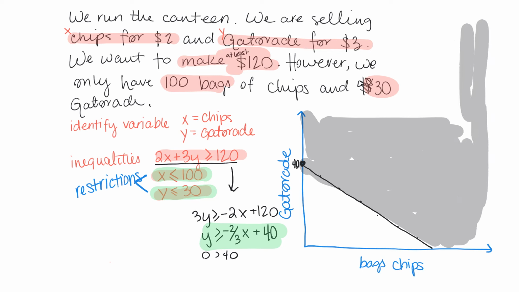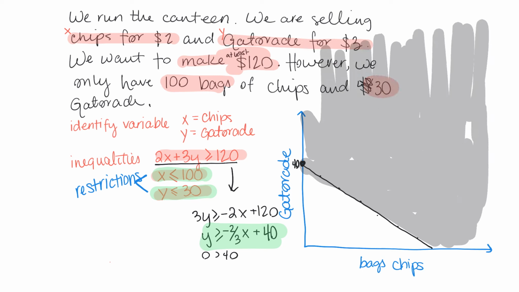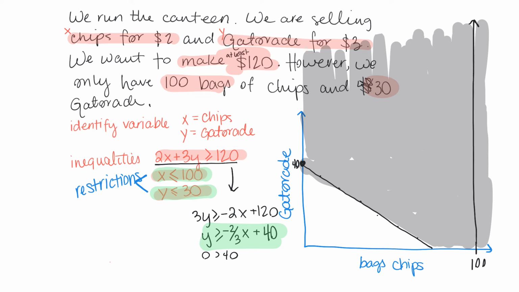See what I mean? This can go on forever, except it can't go on forever because, we said, oh wait, time out. We only have 100 bags of chips. So now I need to come over here and find the 100 for chips and graph up. Okay, well now I need to shade that part. I should have made this a different color. I'm going to make that red. All right, so my bags of chips needs to be less than 100, so I'm going to shade this side.